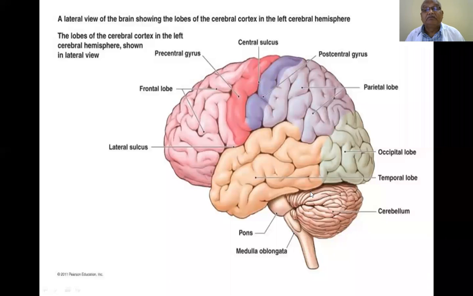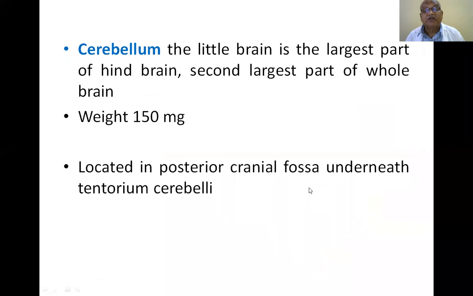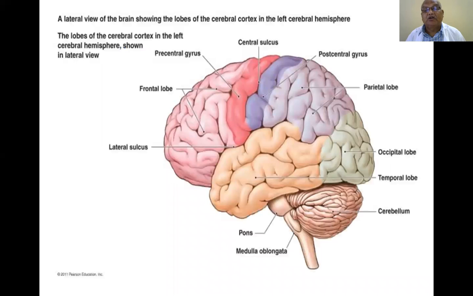The cerebellum is otherwise called the little brain. It is the largest part of the hindbrain. It is the second largest part of the whole brain. This is the cerebrum, the largest part. This is the second largest part in the central nervous system.